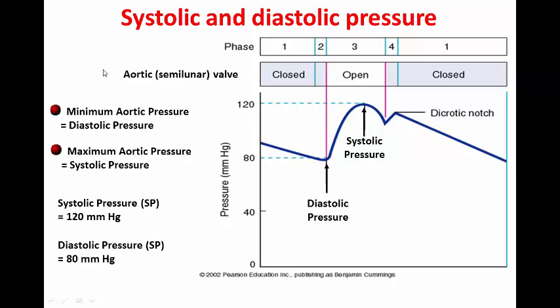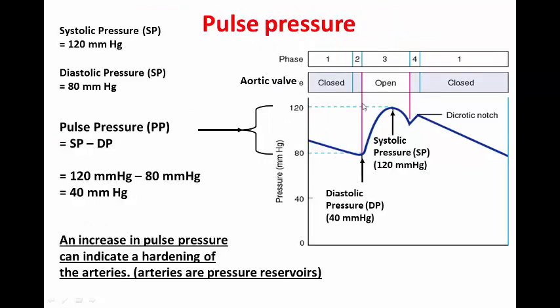So the minimum aortic pressure, the diastolic pressure, is 80 millimeters of mercury, and the maximum aortic pressure, the systolic pressure, is 120 millimeters of mercury normally, and is reached during the rapid ejection phase.